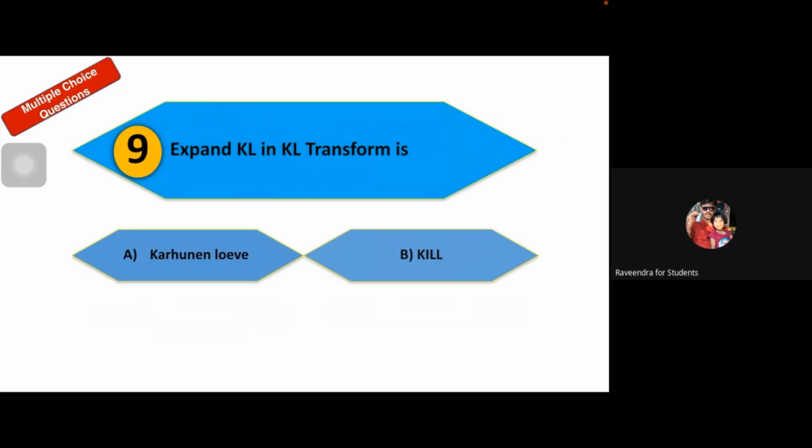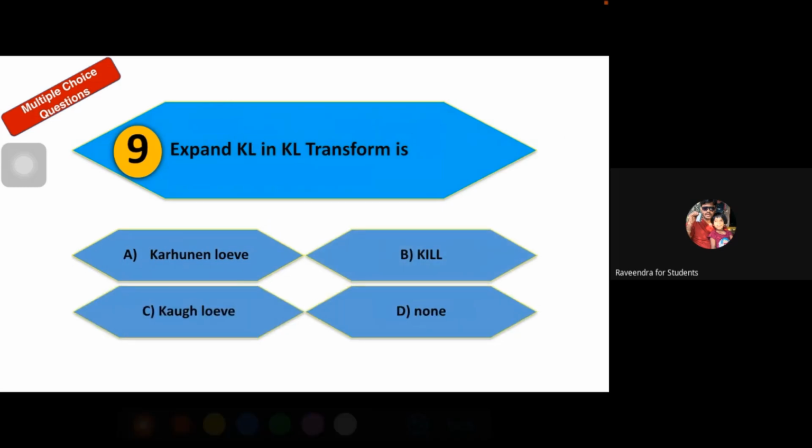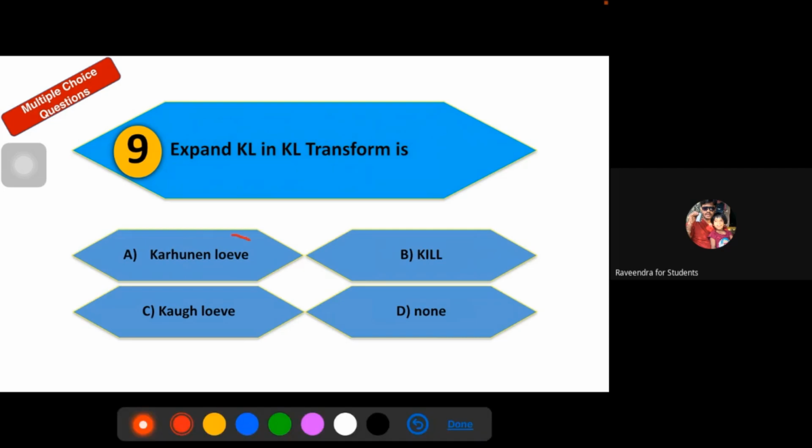The ninth one, expand KL in KL transform. So what is KL in KL transform? Please remember the spelling of the two scientists. They are Karhunen and Loeve. Right? K stands for Karhunen and L stands for Loeve.